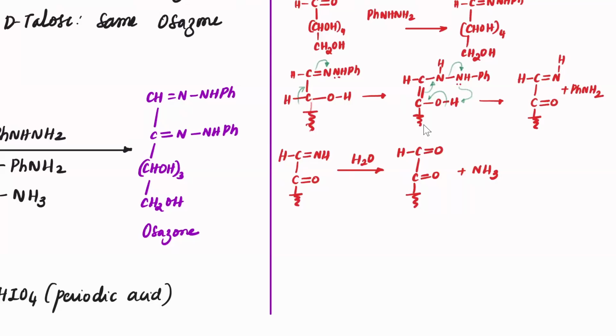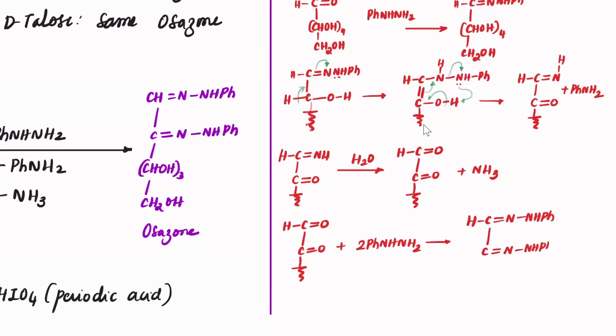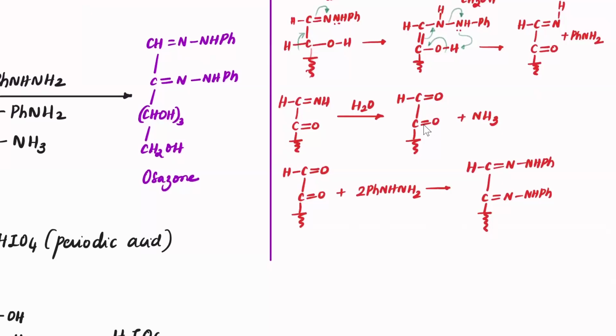Now from this intermediate, this time when you react with 2 moles of PH NH NH2, we will get this as HC double bond N and NHPH. The second also C double bond N, NHPH, and below we will have it like this. This is the product form.